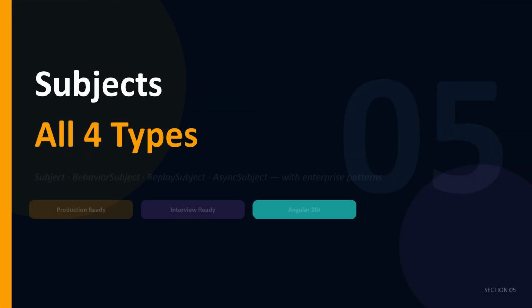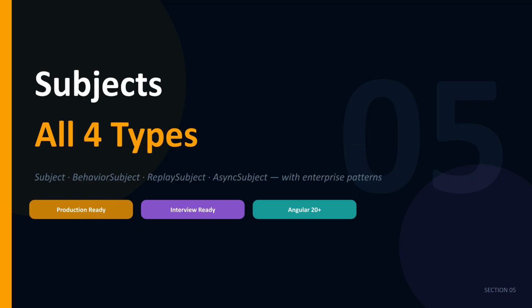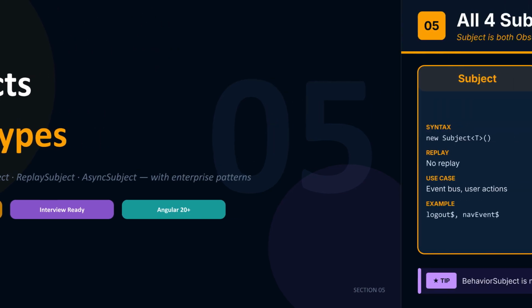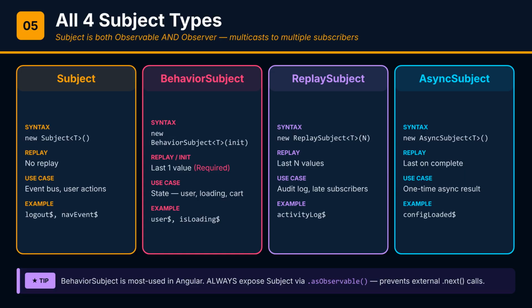Next up is Section 5, Subjects, all four types. This section compares subject, behavior subject, replay subject, and async subject, complete with enterprise patterns for each type. Subjects act as both observables and observers, multicasting to multiple subscribers. Each type has distinct characteristics. Subject has no replay. Behavior subject replays the last value and requires an initial value, often used for state. Replay subject replays the last n values, suitable for audit logs or late subscribers. Async subject emits only the last value upon completion, ideal for one-time async results.